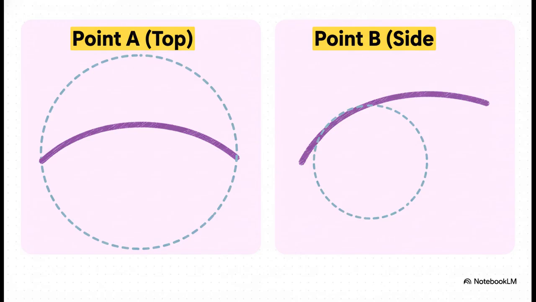And there we have it, our final results. At the top, the radius of curvature is a nice, clean 4r. At the side, it's 2 root 2 times r, which is about 2.83r. So, if we compare them, it's obvious that the radius of curvature is a lot bigger at the top than it is at the side.